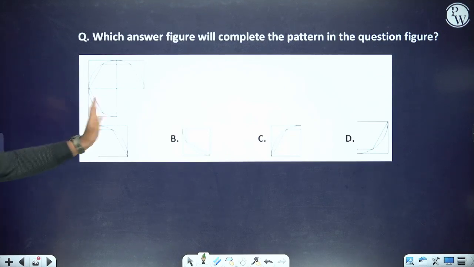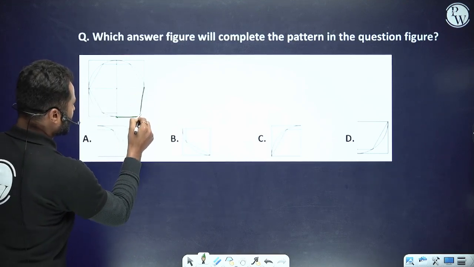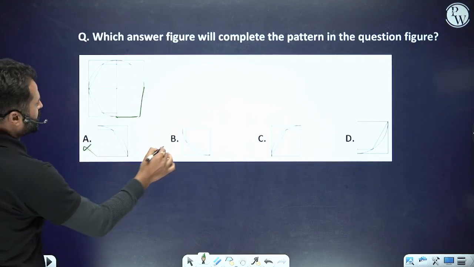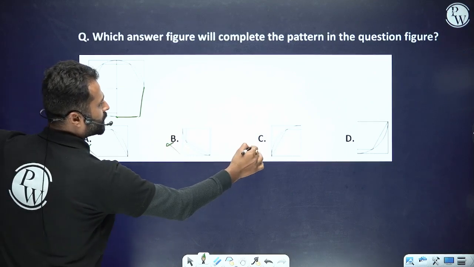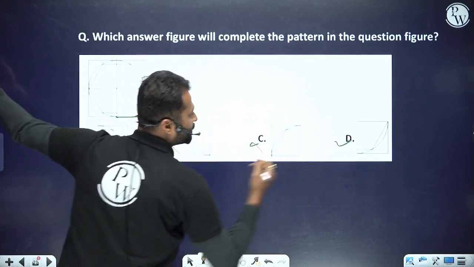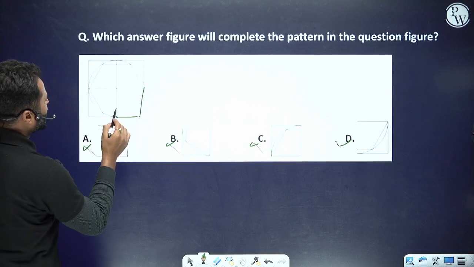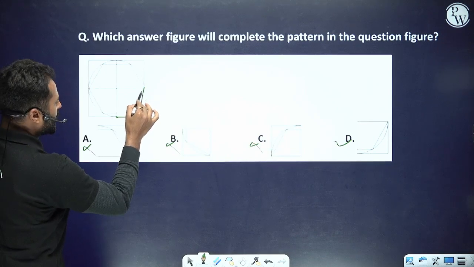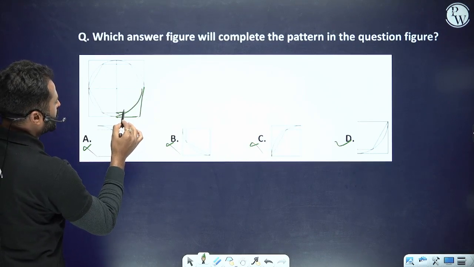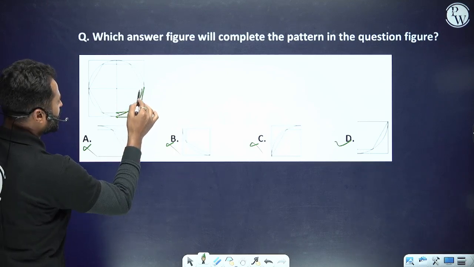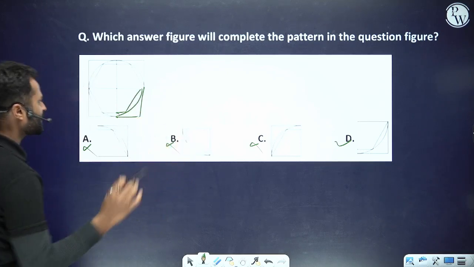You can find the mirror image or water image of this. Not so difficult. So trying this has to come here. So this is not possible. Not possible. Not possible. The only option is D. Simple visualization, because this circle would be coming from here to here, and this would be coming somewhat like this. So the perfect answer is going to be D part.